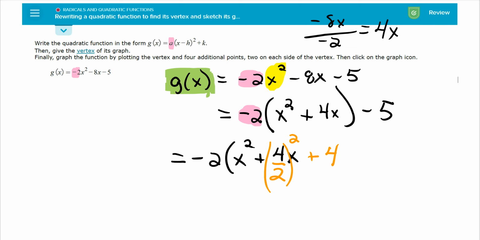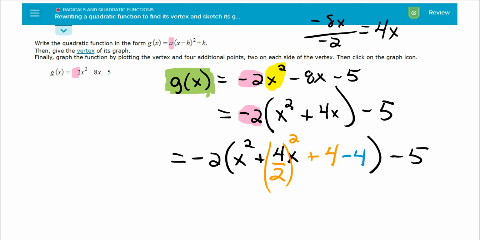All right? Now here's the weird part. You can't just add a 4. You would violate the rule that says what you do to one side, you have to do to the other, but you're not allowed to add a 4 to the other side. So to keep it in balance, I am going to have to put in a -4 there at the same time.